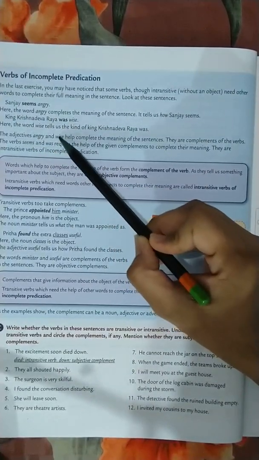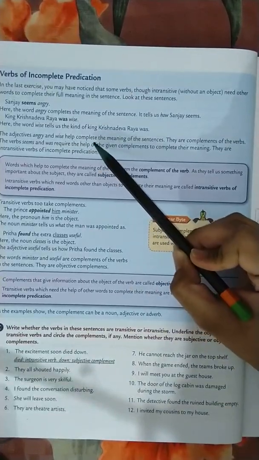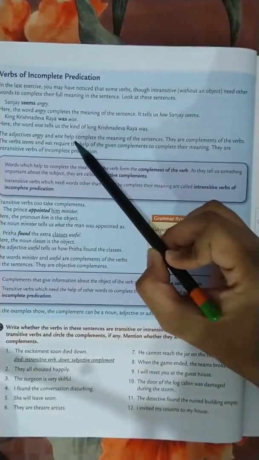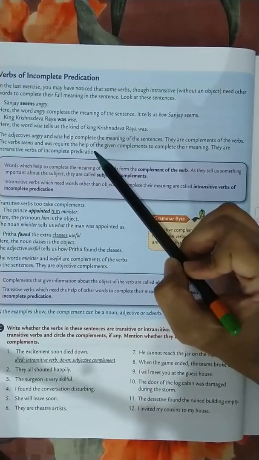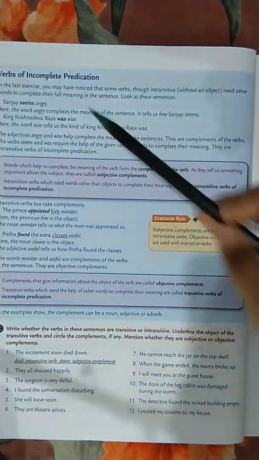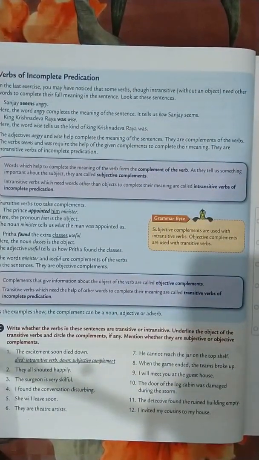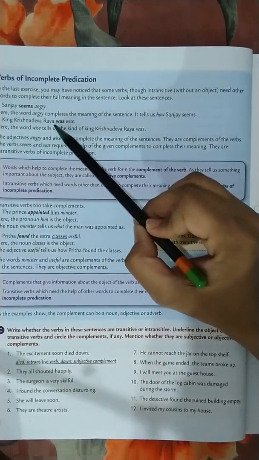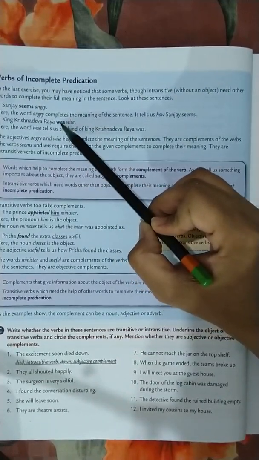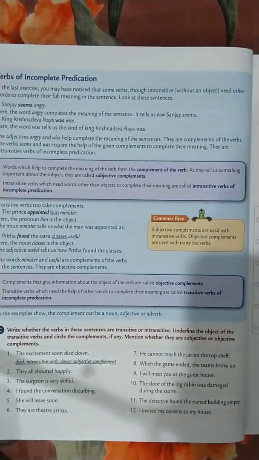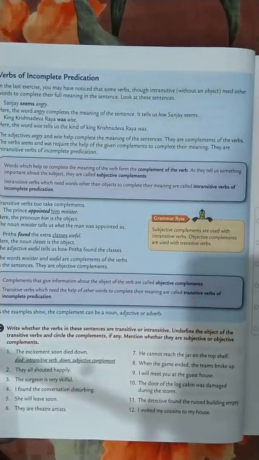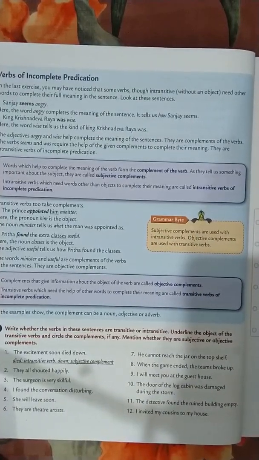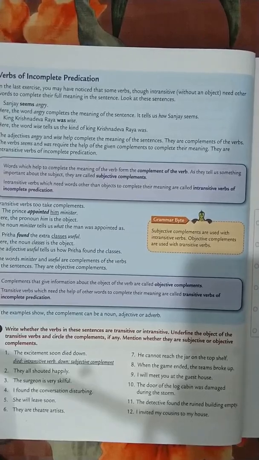The adjectives angry and wise help complete the meaning of the sentence. They are helping to complete the meaning of the sentence. If we leave it that way, Sanjay seems, the King Krishnadev Raya was, it is incomplete. If we put angry and wise, after putting angry and wise, it is giving a complete meaning to the sentence.